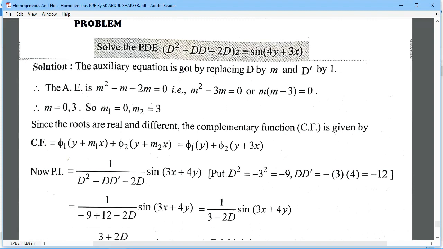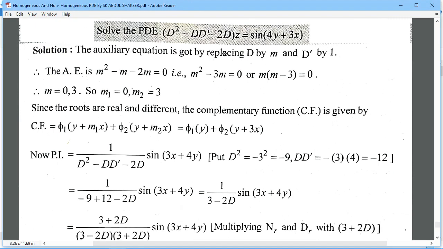Now solve the partial differential equation D square minus D D dash minus 2D of z is equal to sine of 4y plus 3x. Clearly this equation contains derivatives of second order and first order. So all the terms do not have the same order, so it is known as a non-homogeneous partial differential equation.